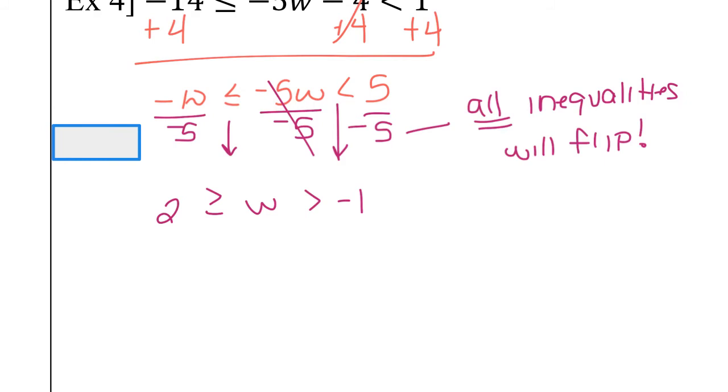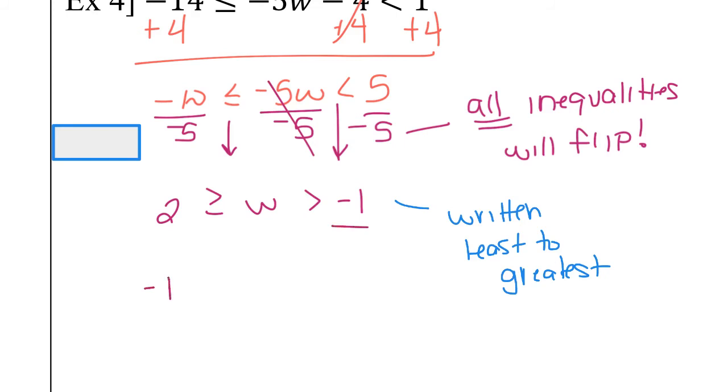We don't like them written this way, though. Most of the time, we like things written least to greatest. And right now, this is the other way around. It's greatest to least. So the smallest number we have is negative 1. Basically, it means we're reading the inequality this way. So if I read the inequality from right to left, this symbol is actually a less than. If you notice, the point is closest to the negative. Then we have w in the middle. I'm going to keep reading this way.